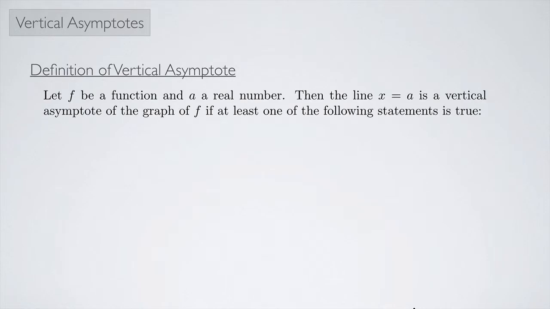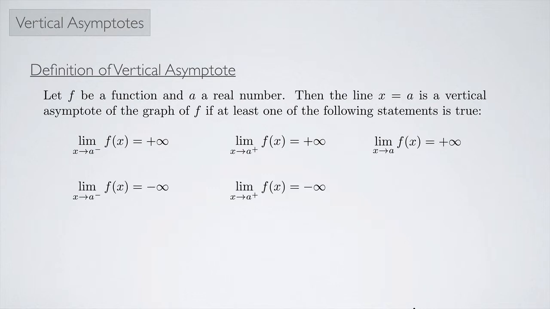Let f be a function and a a real number. Then the line x equals a is a vertical asymptote of the graph of f if at least one of the following statements is true. The limit as x approaches a from the left of f of x is positive infinity. The limit as x approaches a from the right of f of x is positive infinity. Or the limit as x approaches a of f of x is positive infinity. And then we have similar things for negative infinity. So any one of these 6 statements means that there's a vertical asymptote at x equals a.